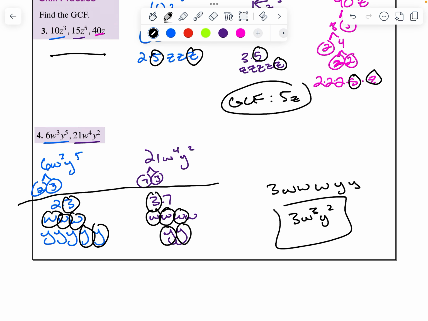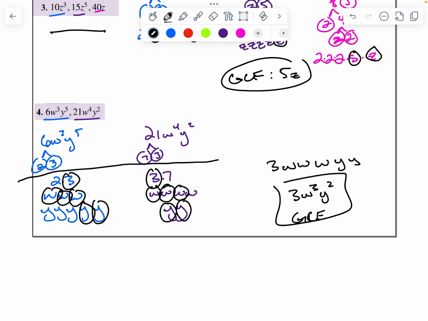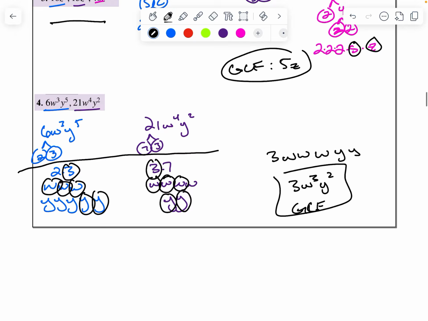Hopefully you're getting good enough at these that you're not having to write out that factor tree every time, and you can start to recognize, the more of these you do, that the GCF between 6 and 21 is 3, right? And then you can look at your variables. I'm going to leave it to you to find a shortcut here to see how you're going to figure out how much of which variable to take out.